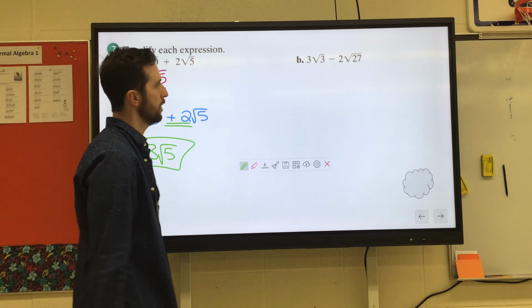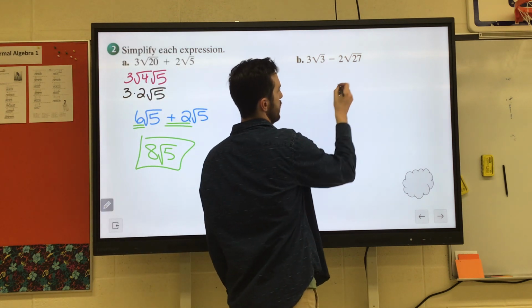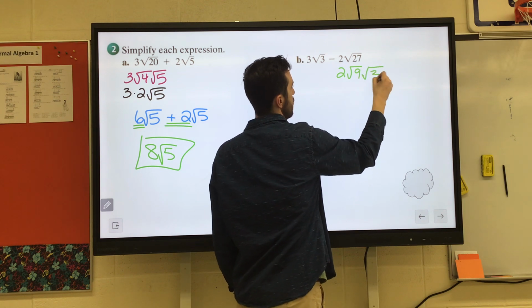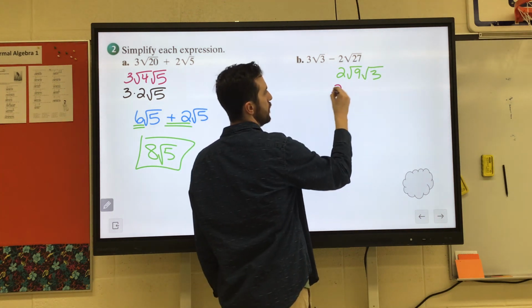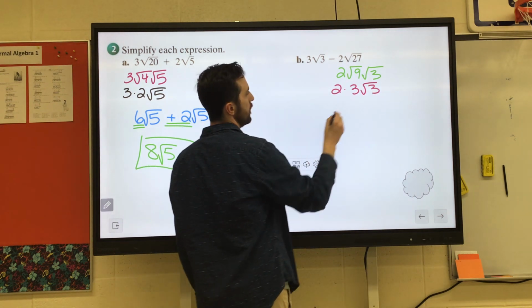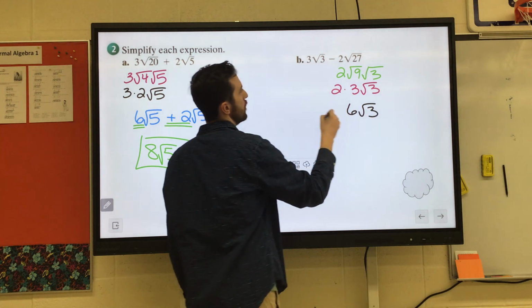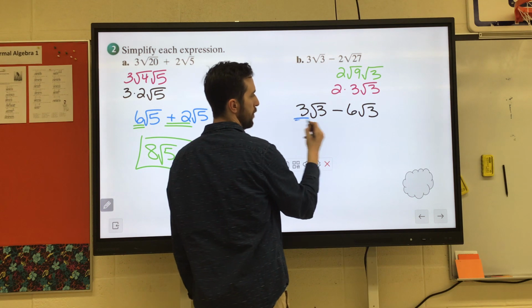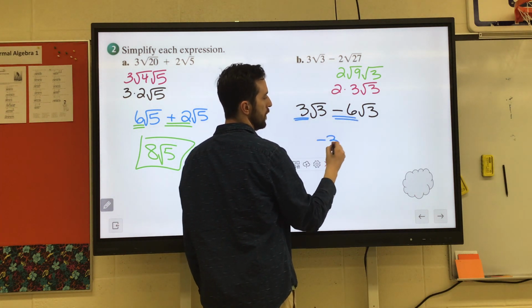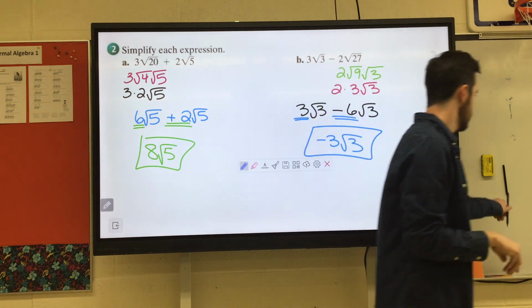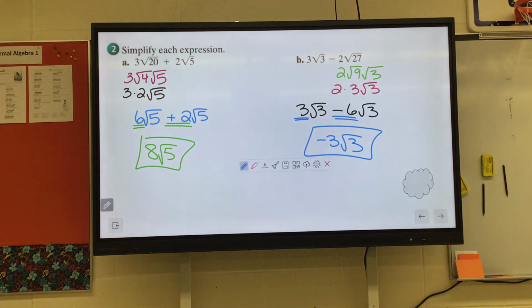Let's try one more. 3 root 3, nothing perfect there. 2 root 27. 27 is 9 times 3. 2 times square root of 9 is 3 root 3, which would be 6 root 3. So we have 3 root 3 minus 6 root 3. 3 minus 6 is negative 3 root 3. That's it. We're done with it. Only add or subtract if it's the same number in the radical.